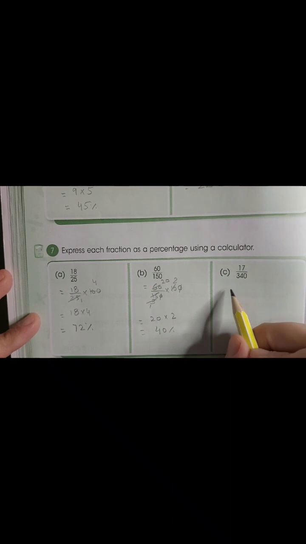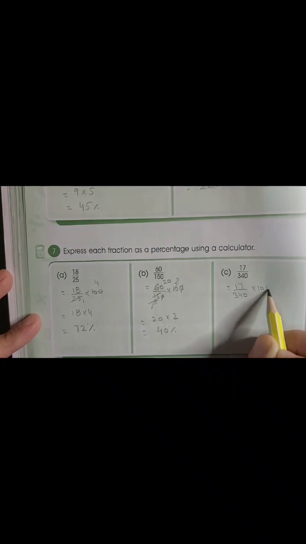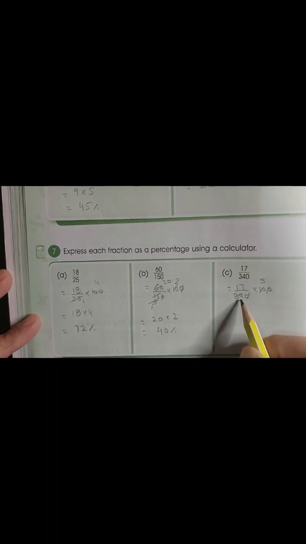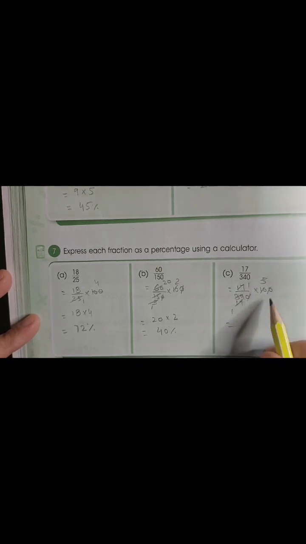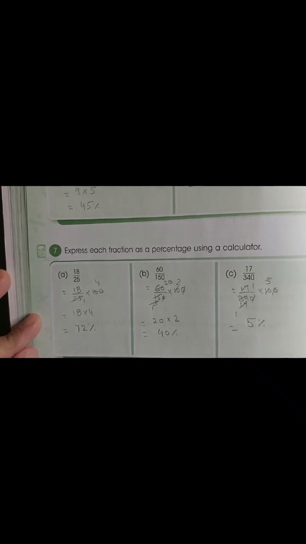Part C is equal to 17 upon 340, 17 upon 340 multiply by 100. So this one cuts this one. 2 5s are 10 and 2 ones are 2, 2 sevens are 14. And what left? 17 upon 17. And 5 here, 17 ones are 17, 17 ones are 17. And what left? 5. So it will become what? 5%. Okay, 5% is the answer. And this is the last question of this worksheet.